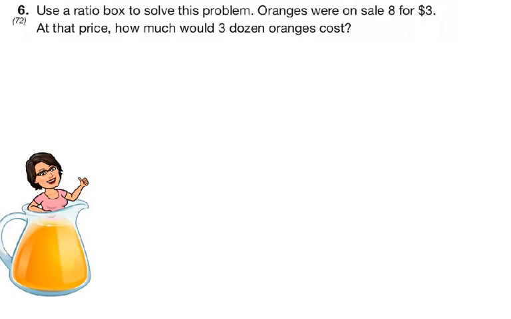It says use a ratio box to solve this problem. Oranges were on sale, 8 for $3. At that price, how much will 3 dozen oranges cost? So this is a case 1 to case 2 problem, because notice where it's oranges to oranges.